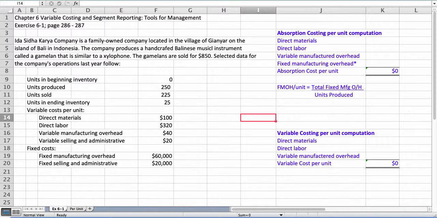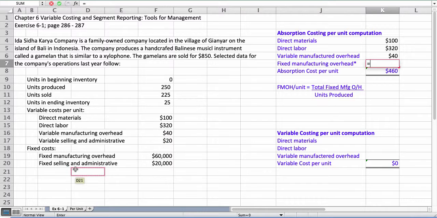So this is exercise 6-1 in your book. And the question is, here are some figures. Please calculate the per unit computation for absorption costing and do the same for variable costing. So here we go. Direct materials, yes, for absorption. Direct labor, yes. Variable manufacturing overhead, yes. And the last piece is the fixed manufacturing overhead.